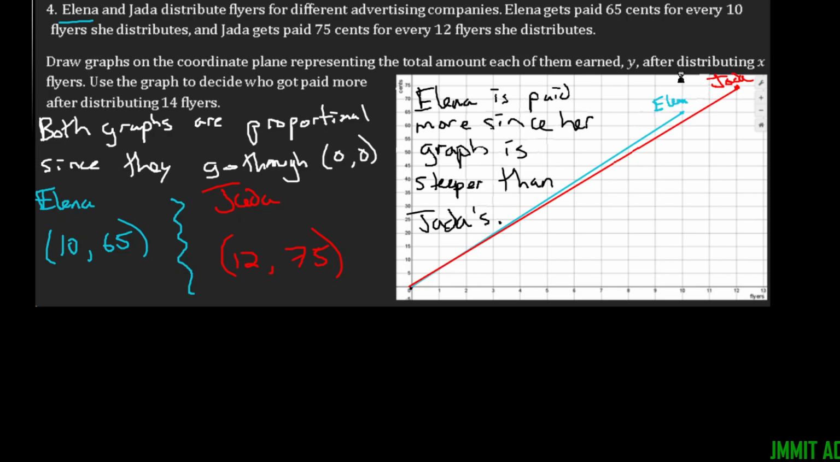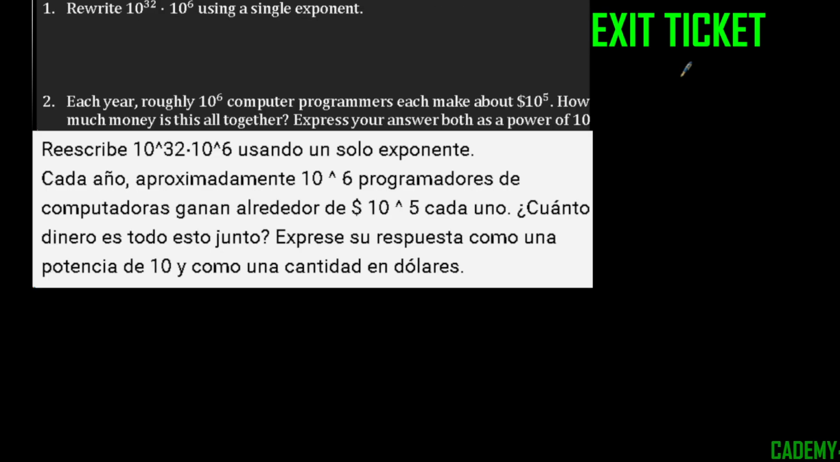So then lastly, for the exit ticket, it says to rewrite 10 to the 32 power times 10 to the 6 power using a single exponent. You've got to make sure you can add those exponents together. Then for number 2, it says each year roughly 10 to the 6 computer programmers each make about 10 to the 5th power dollars. How much money is that altogether? Express your answer both as a power of 10 and as a dollar amount. So that means you have to expand it out.